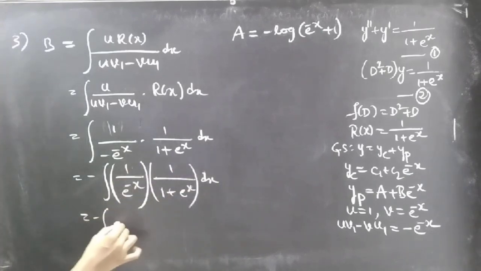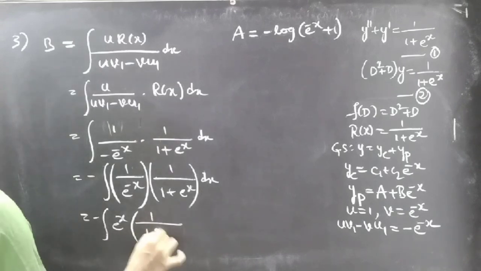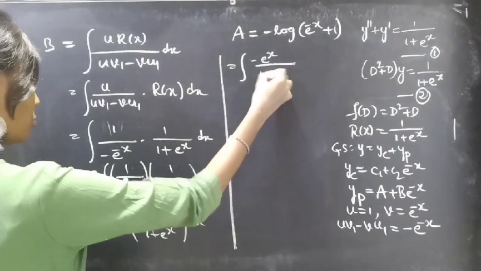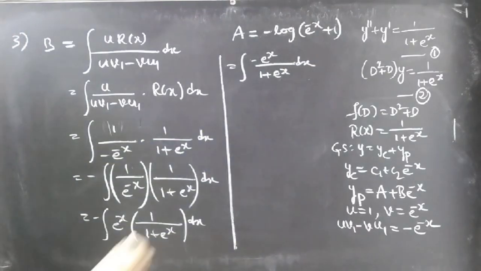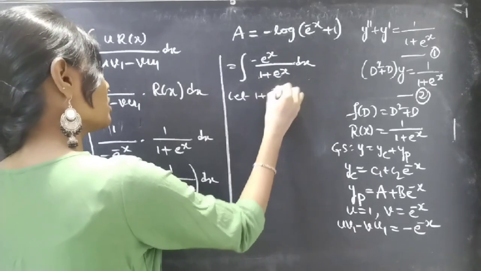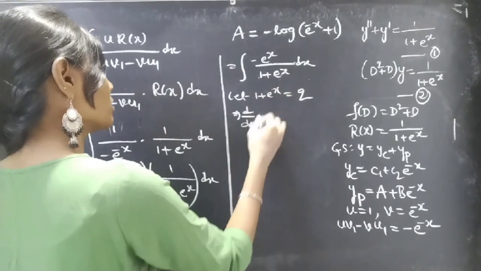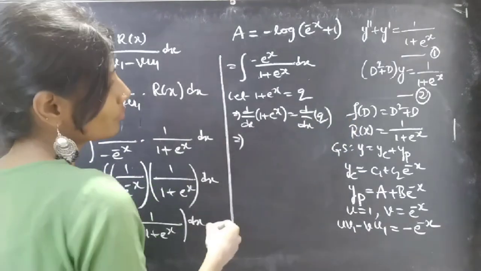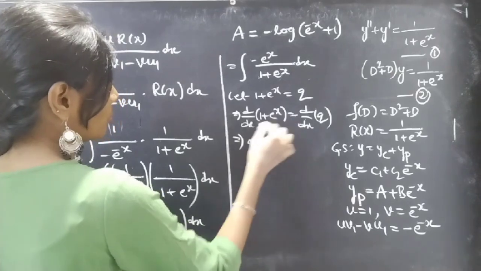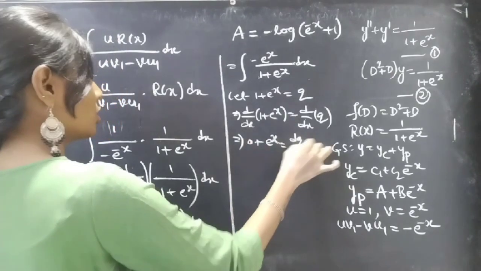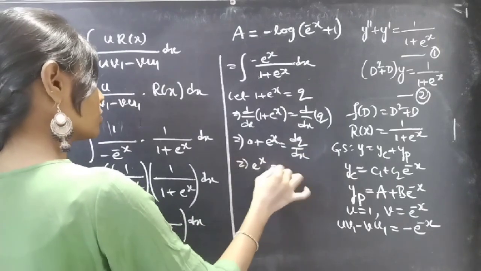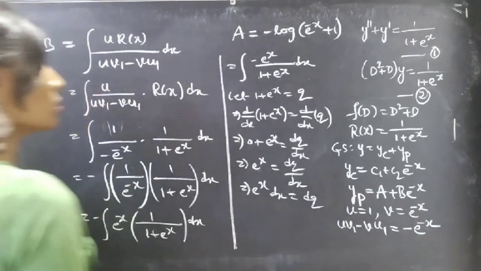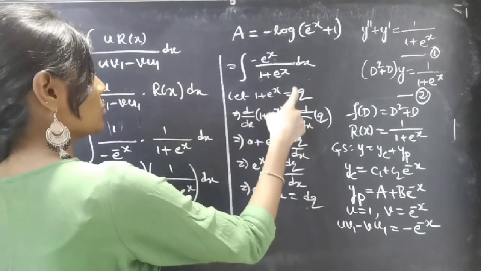We can write the reciprocal of e power minus x as e power x. We'll get e power x into 1 by 1 plus e power x dx, or we can write this as minus e power x by 1 plus e power x dx, right? Let 1 plus e power x be some q. Now differentiate on both sides with respect to x. Derivative of 1 with respect to x is 0, plus derivative of e power x with respect to x is e power x, equals dq by dx, which gives us e power x dx equals dq. Now just replace e power x dx with dq and 1 plus e power x with q, right?